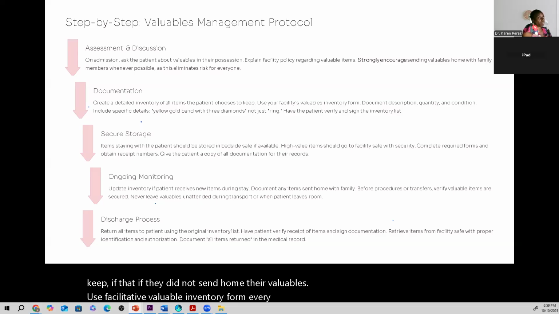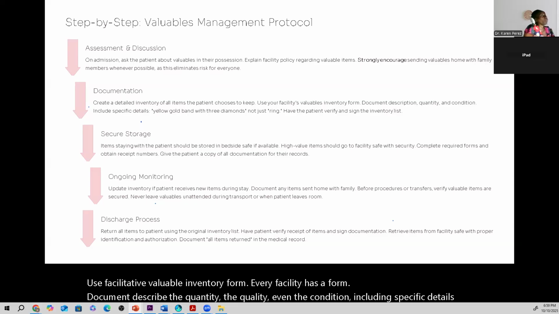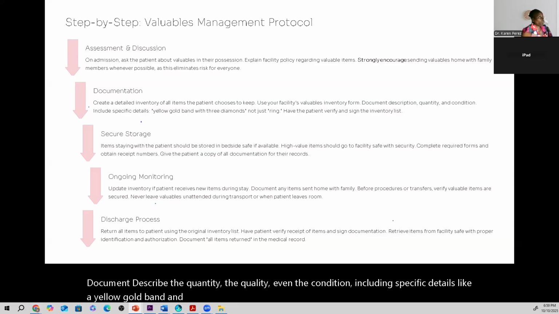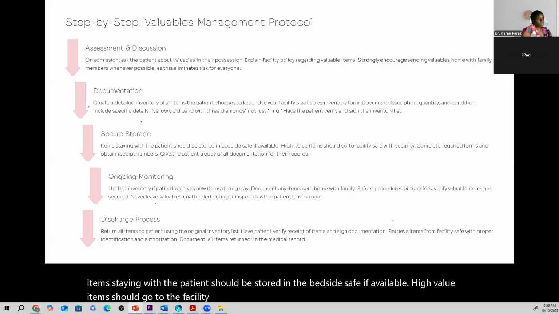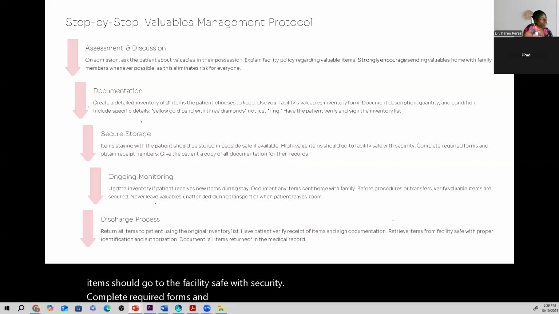Use the facility valuable inventory form. Every facility has a form. Describe the quantity, the quality, even the condition, including specific details like a yellow gold band and 3 diamonds. Don't just write a ring. Have the patient verify and sign the inventory list. Items staying with the patient should be stored in the bedside safe if available. High value items should go to the facility safe with security. Complete required forms, obtain a receipt number from security, and give the patient a copy of all documentation.